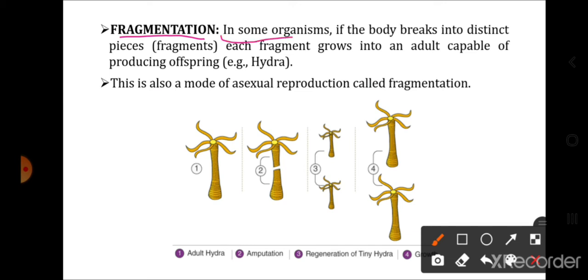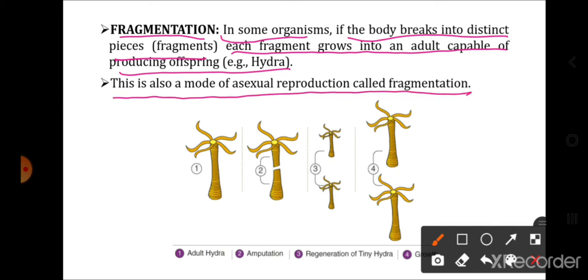In some organisms, if the body breaks into distinct pieces or fragments, each fragment grows into an adult capable of producing offspring. Example, Hydra. So, what is fragmentation? If the body of an organism is fragmented into different parts, then each fragment is capable of giving rise to a new offspring. Such a method of reproduction is called fragmentation. This is also a mode of asexual reproduction called fragmentation.